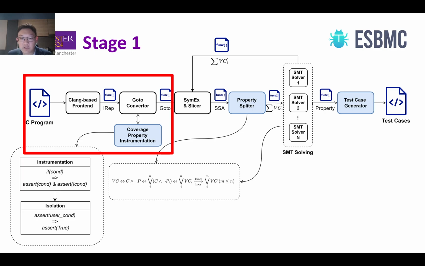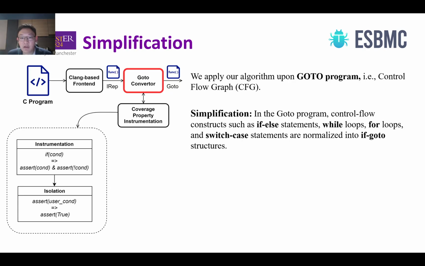The first stage is how we perform instrumentation. This mainly takes place in the front end and middleware within ESBMC. We apply our algorithm upon the goto program, which is the intermediate representation of ESBMC, and it's virtually identical to the control flow graph.